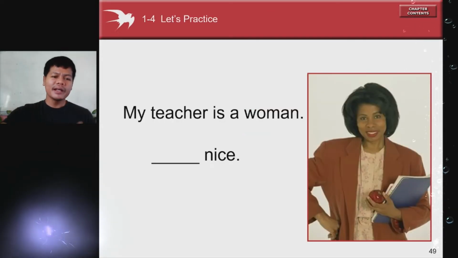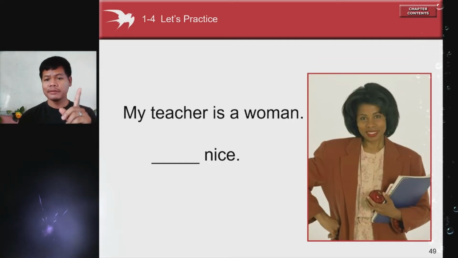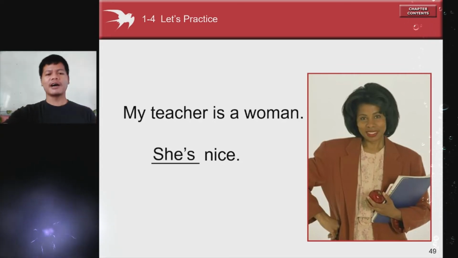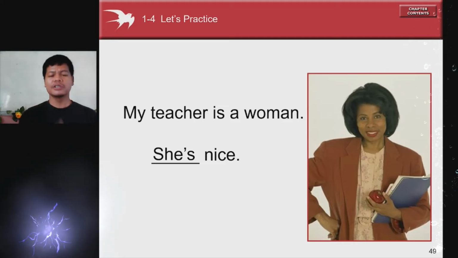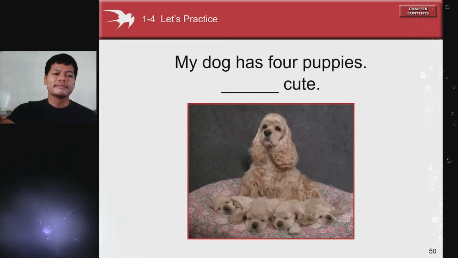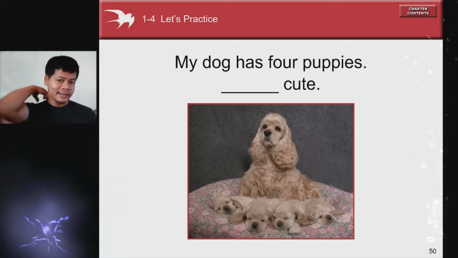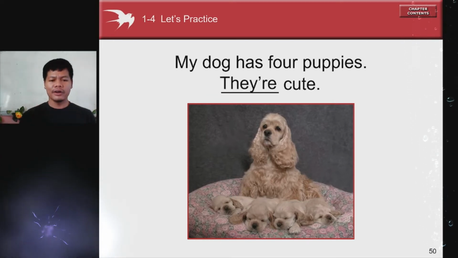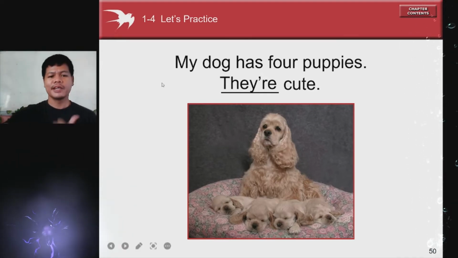Let's practice. My teacher is a woman. Okay, my teacher is a woman, one woman. So we can use "she's". "She" is used for only one woman teacher. Okay, understand? My dog has four puppies. Can you use "they are cute"? They are cute, okay, or not "it"? Don't use "it" because it is more than one. They have four, so they are cute, okay? Can you understand?